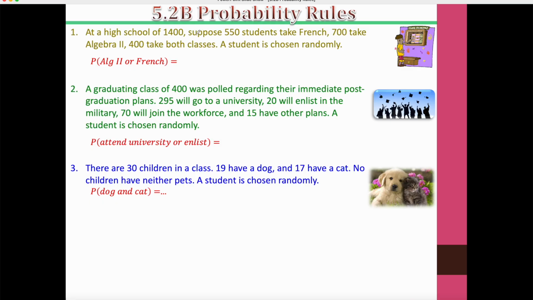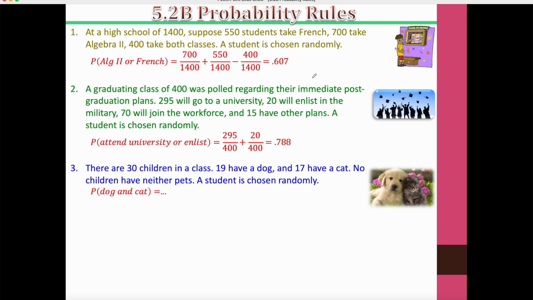At a high school of 1,400, suppose 550 students take French, 700 take Algebra 2, 400 take both classes, students chosen at random. So if I want to find the probability that the student chosen at random is taking Algebra 2 or French, I can simply add the probability that they're in Algebra 2, add the probability that they're in French, and then subtract the overlap. All of these numbers are generously given to us, so we don't have to work too hard to get our answers here. Same thing with the next one, where if I add these probabilities individually and then subtract the overlap, we get our answer.